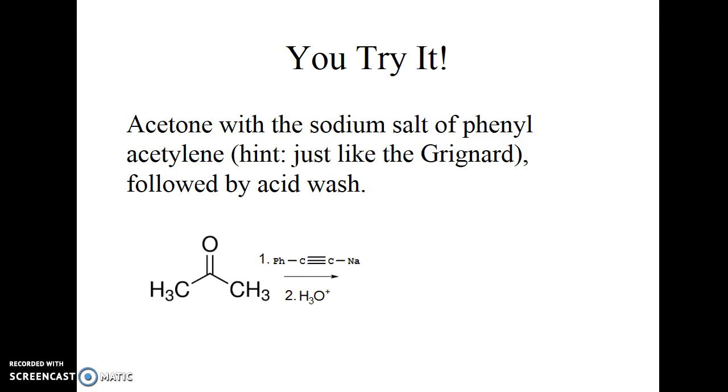What is the product of acetone with the sodium salt of phenylacetylene? Notice this is going to do a reaction just like the Grignard, followed by an acid wash to protonate. The product is that this is the nucleophilic end, attaches to the carbonyl, and we end up making this into an alcohol. So there's our alcohol group, and here is the acetylide part of the molecule. This carbon is right here. This carbon is right here. And there's the phenyl group right there.